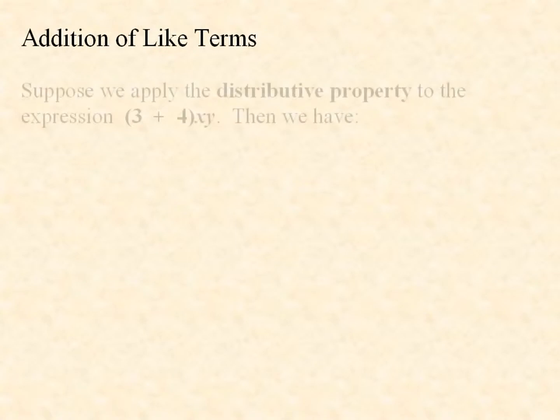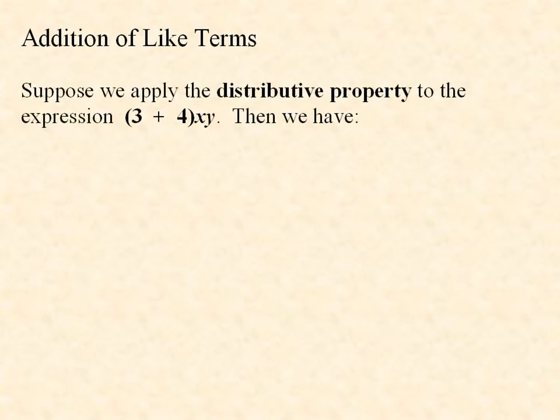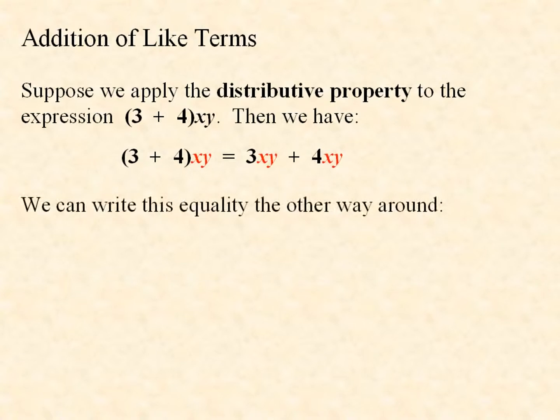Addition of like terms. Suppose we apply the distributive property to the expression parentheses 3 plus 4 xy. Then we have parentheses 3 plus 4 xy is equal to 3xy plus 4xy, since the xy distributes within the parentheses. We can write this equality the other way around. After all, with an equals sign, what's on the left and what's on the right can be switched. So this gives us 3xy plus 4xy equals parentheses 3 plus 4 xy.